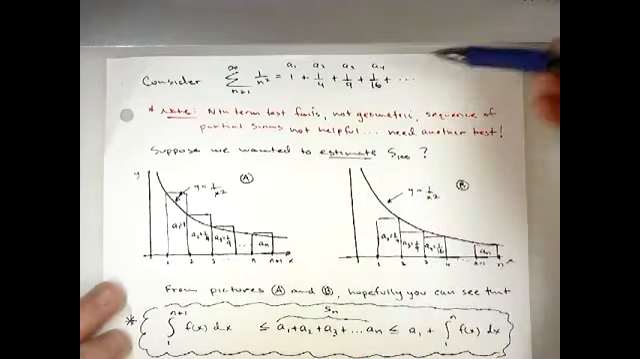So let's consider this series, 1 over n squared, the summation from 1 to infinity, which generates 1 plus a fourth plus a ninth plus a 16th. It's just the reciprocals of all your perfect squares.